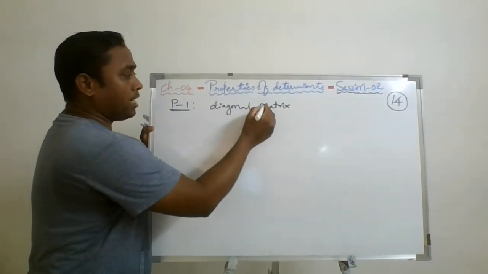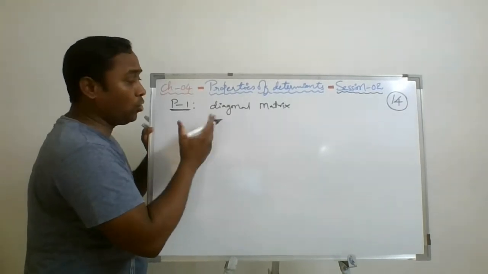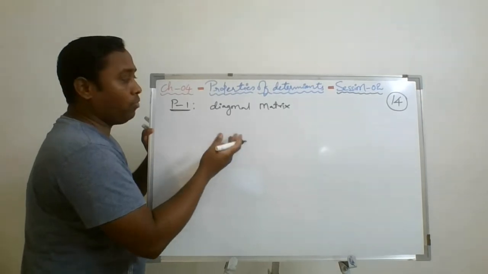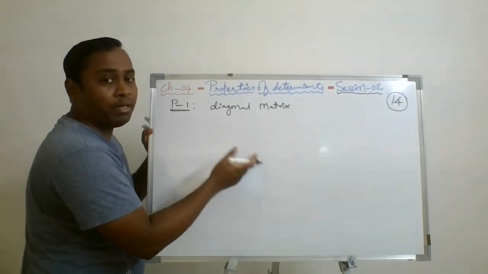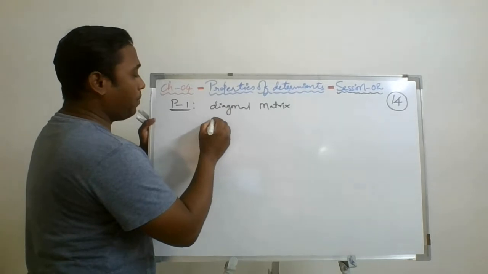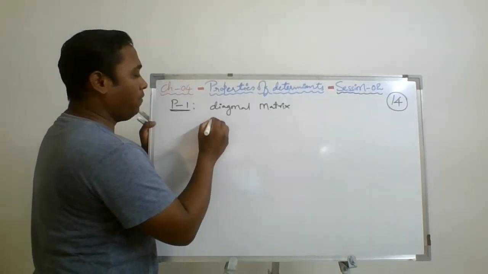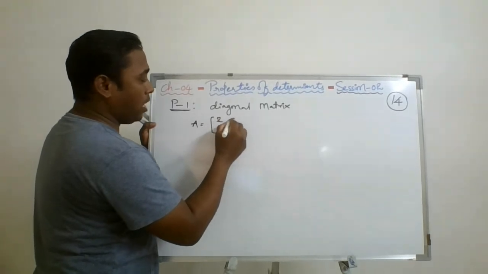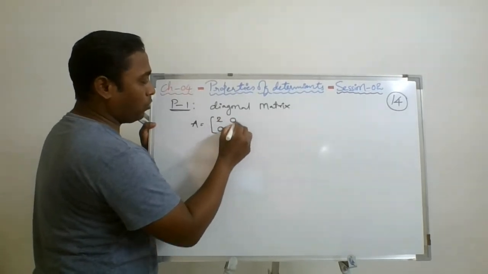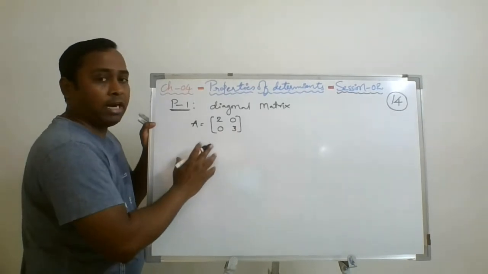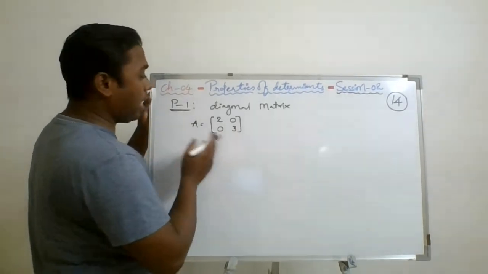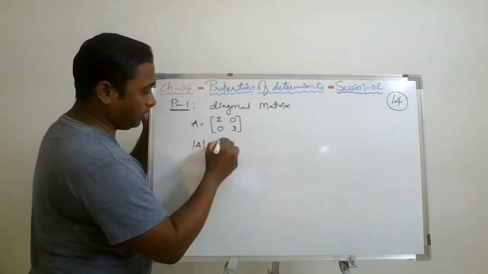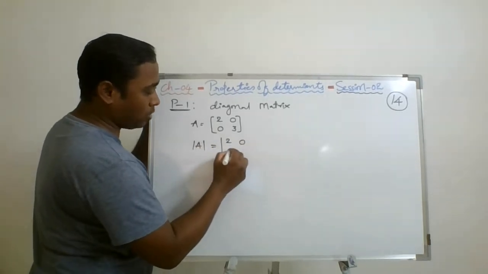What is the special characteristic property of a diagonal matrix? You know that a diagonal matrix is a square matrix where only the diagonal elements are present, and the other elements are 0. So I am taking one diagonal matrix of 2 by 2 order. Let us say the matrix A is the diagonal matrix [2 0; 0 3]. So if I want to find the determinant of this matrix, what will I get? Determinant of A means determinant of [2 0; 0 3].